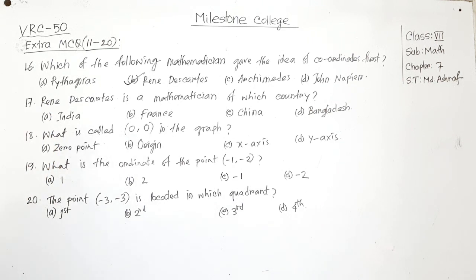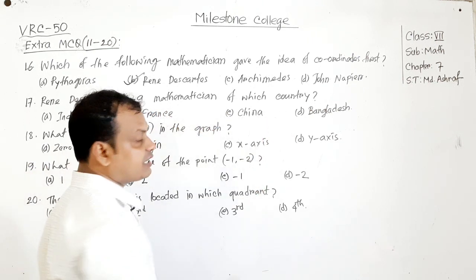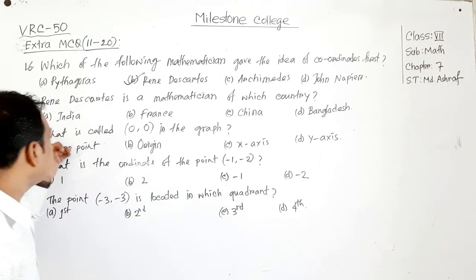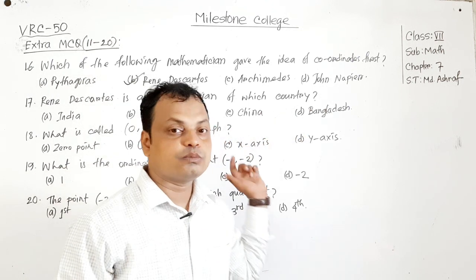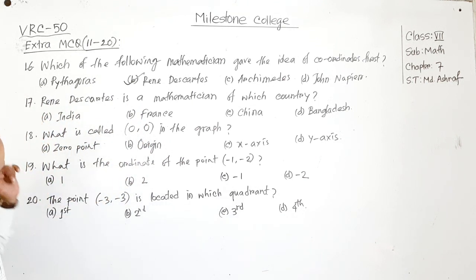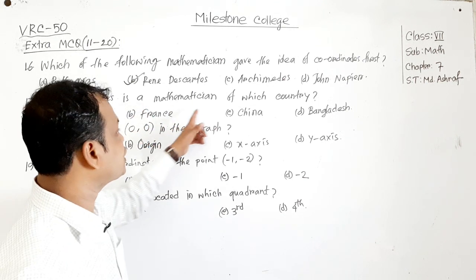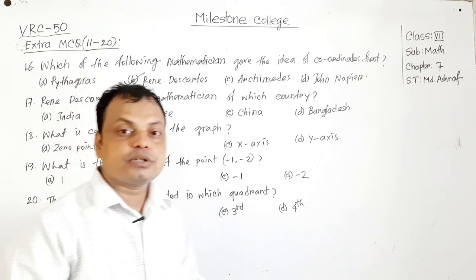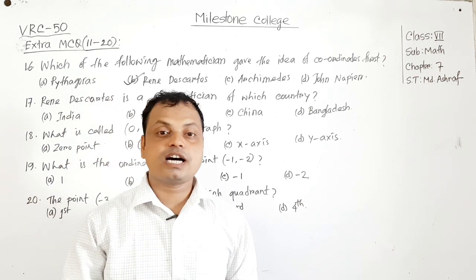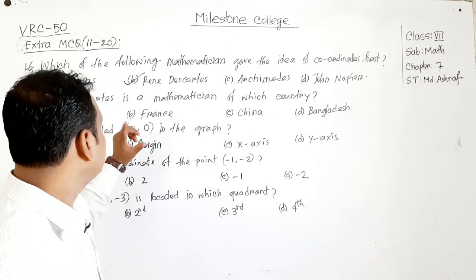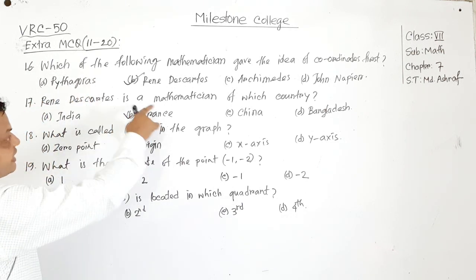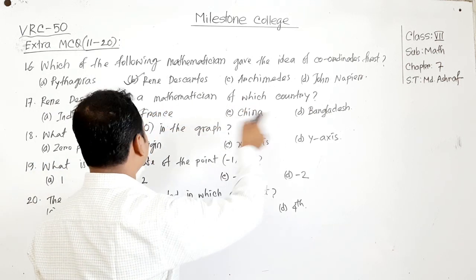Then question 17: René Descartes is a mathematician of which country? The options are India, France, China, Bangladesh. Which one is the correct answer? It will be France, because we have learned from the book that the famous mathematician René Descartes comes from France. So the correct answer is France, option B.